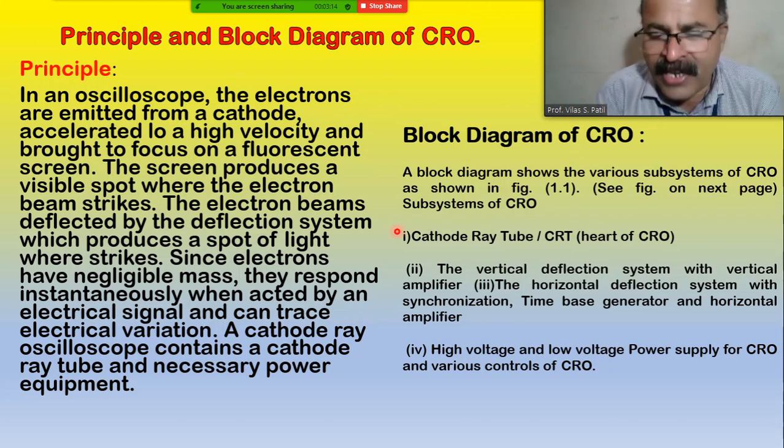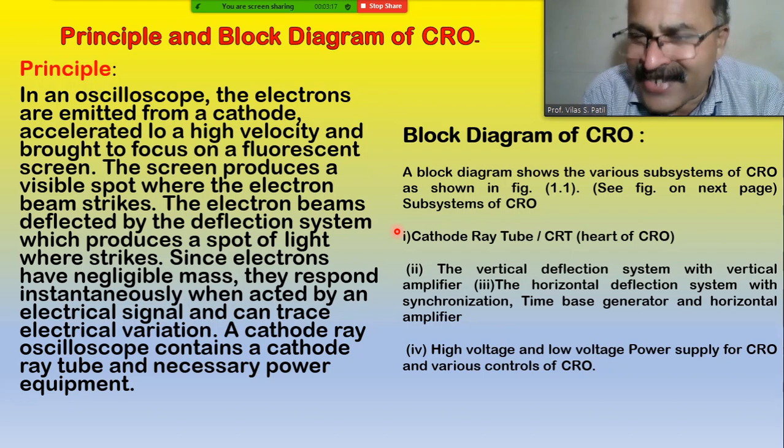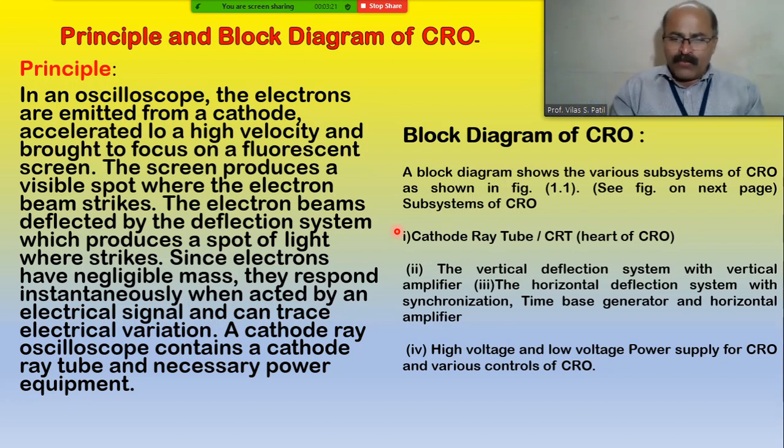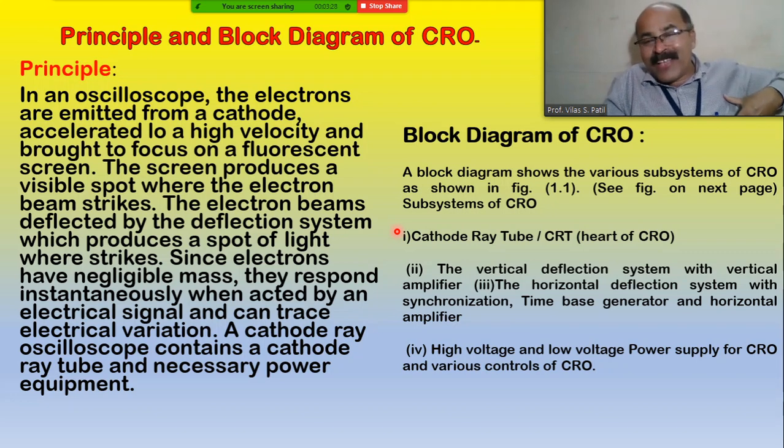There are four parts of the CRO block diagram. One is the cathode ray tube. Cathode ray tube, CRT. The CRT is known as the heart of the CRO, just like the heart of a human being.